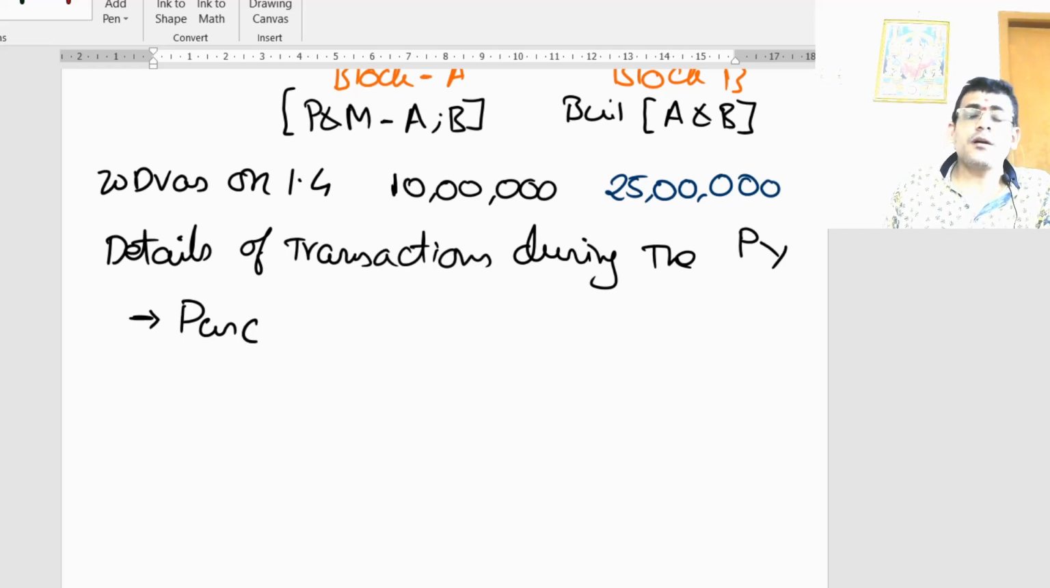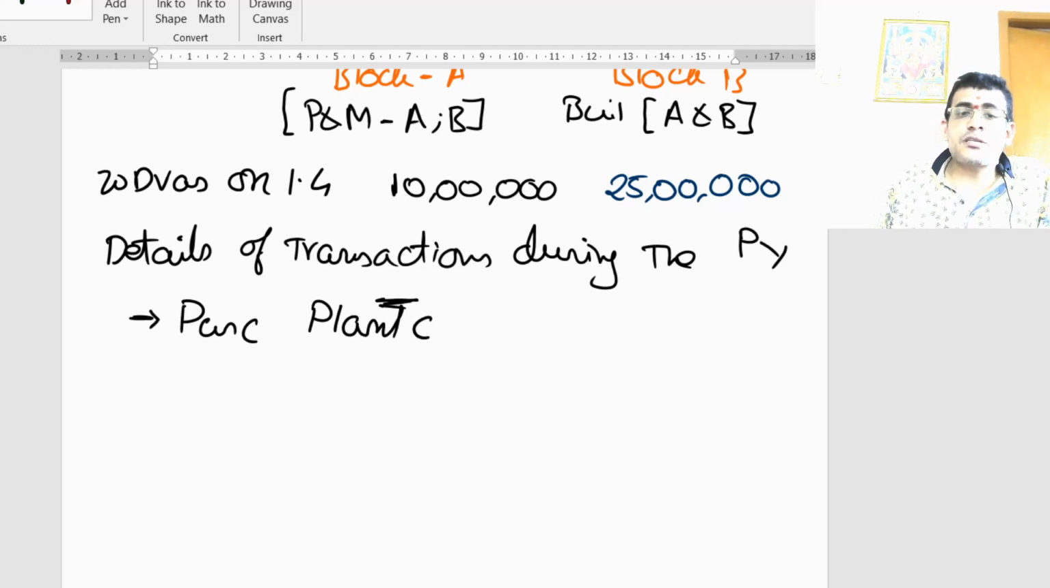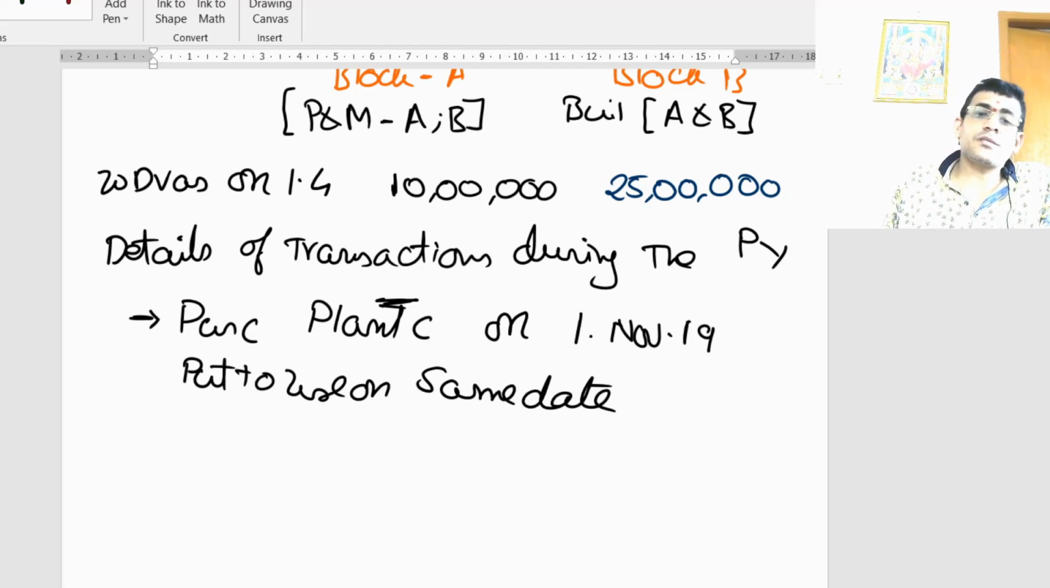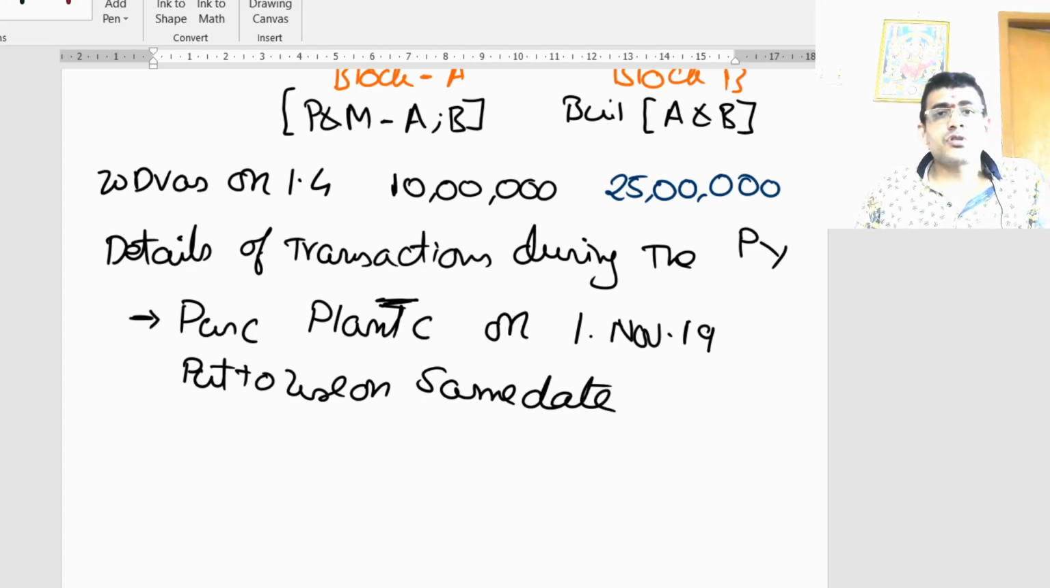Purchased. Okay, purchased what? Plant C. Purchased plant C on 1st November 2019, put to use on the same date. That means acquired on 1st November 2019, and started using the asset on the same date.